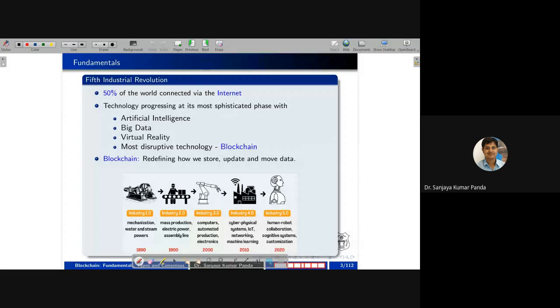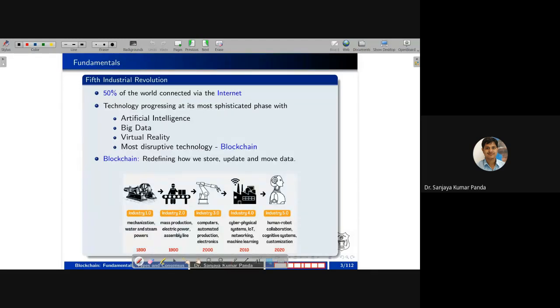And now in industry 5.0, we want to apply the technologies we have seen in industry 4.0 in the manufacturing industry to increase production. Like human-robot collaboration, cognitive systems, customization, digital twin, digital thread. These are all now heading towards industry 5.0. So from 2020 onwards, we have industry 5.0 applied in various industries.